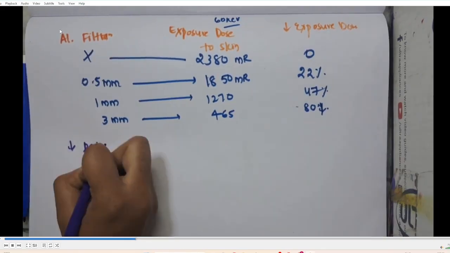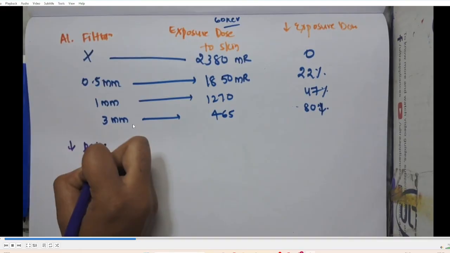This is the table which shows the aluminium filtration without filter and with filters, increasing the filtration from 0.5 mm, 1 mm and 3 mm. This is the exposure dose, and this is the decrease in exposure dose to skin. If you take this table, the decrease in exposure dose was remarkable, up to 80% with 3 mm filters.